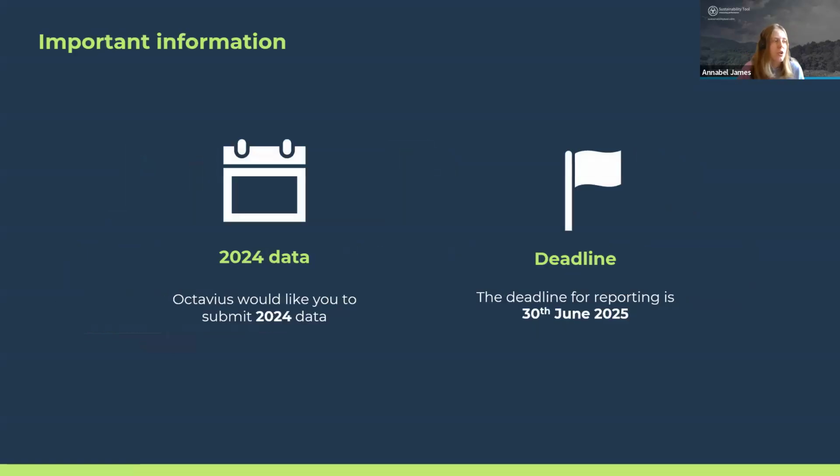So important information. Just to reiterate, Octavius would like you to submit your 2024 data, and the deadline for this is the 30th of June 2025. So you have got just under 3 months to do this, so you have got plenty of time. But I would recommend that you do register and start collecting now, so that you've got plenty of time to meet that deadline and get everything in on time. So that's everything in terms of the system, and what's next really.